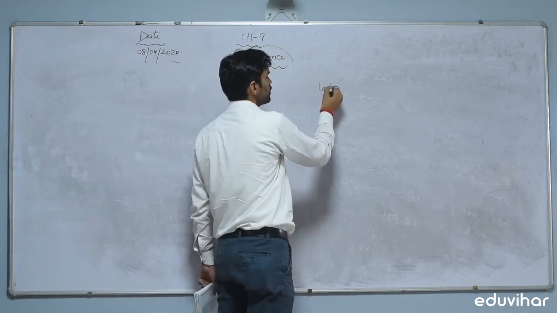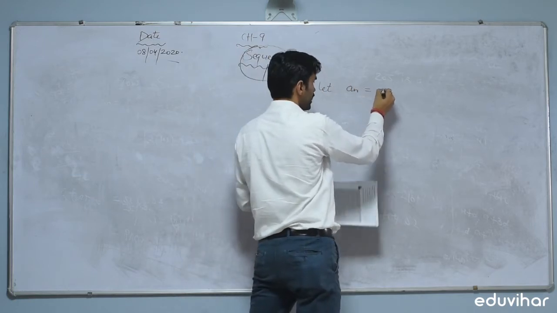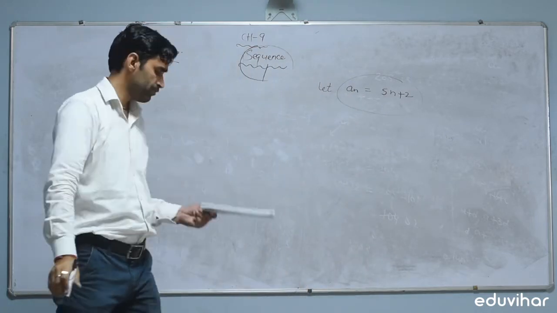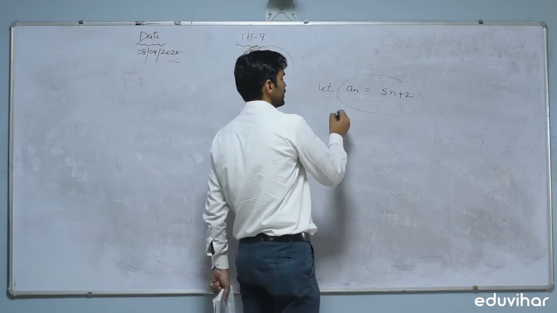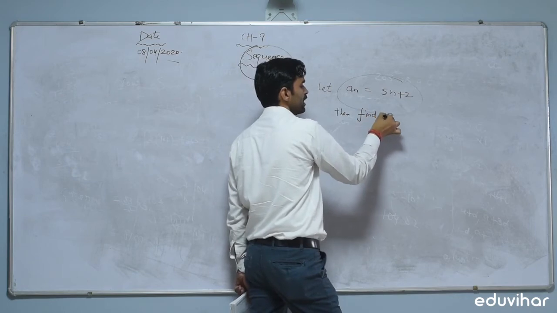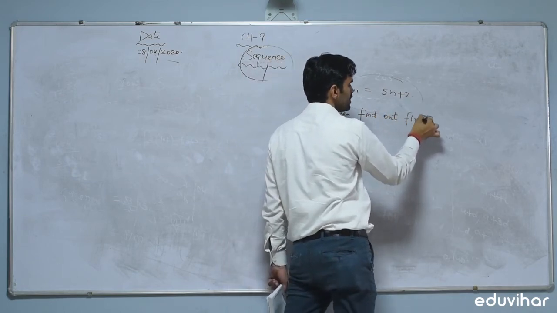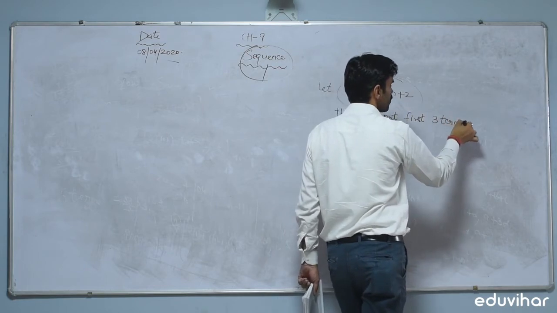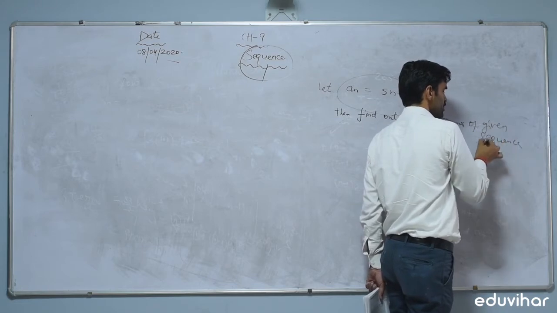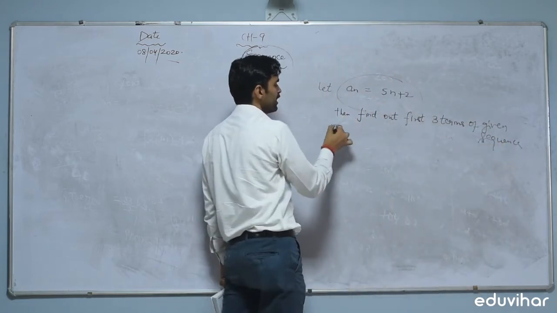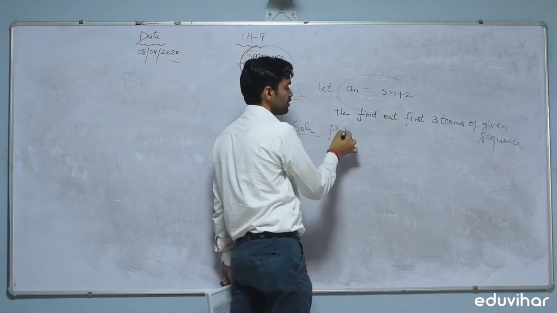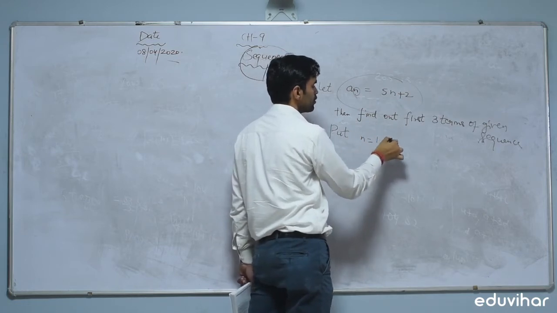If we are given the nth term as 5n plus 2, and we have to find the first three terms of the given sequence, its solution is to put the value of n equal to 1, 2 and 3.